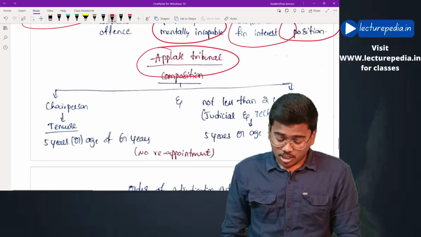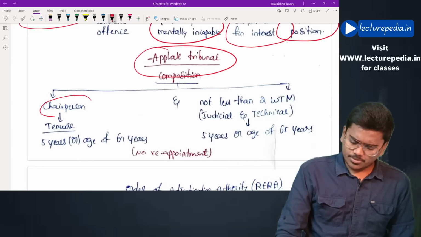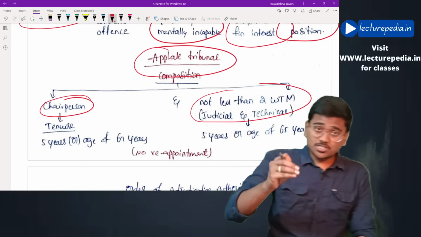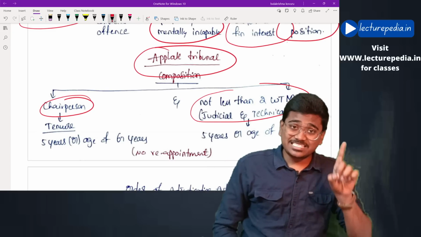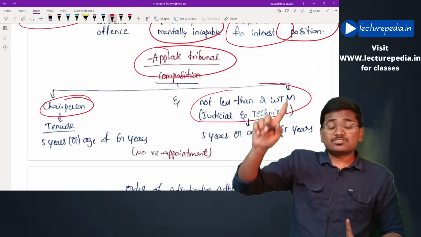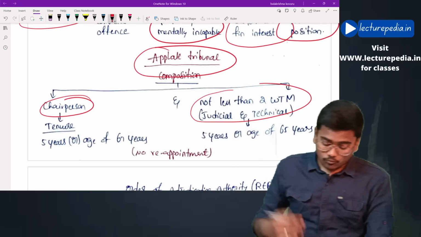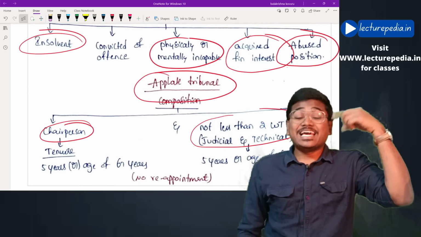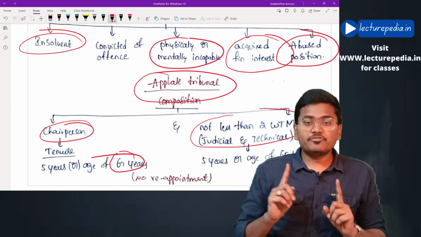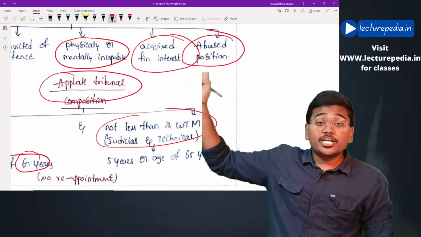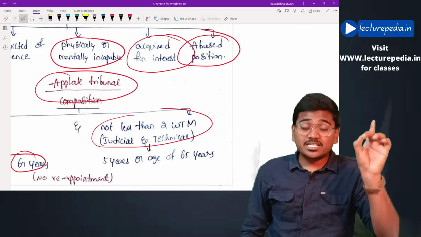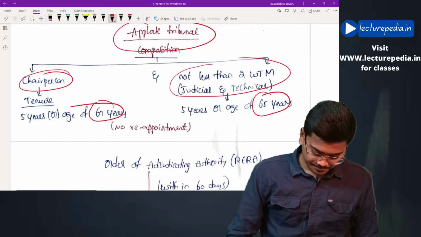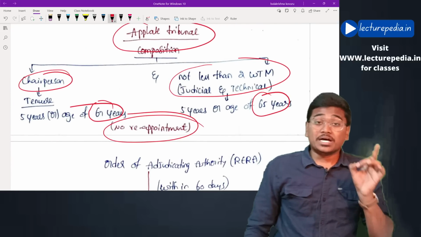Now what will be the composition of the appellate tribunal? The appellate tribunal will have a chairperson and not less than 2 whole-time members. Of these 2 whole-time members, at least one must be a judicial member and at least one must be a technical member. And what will be their tenure? The tenure of the chairperson will be 5 years or age of 67 years, whichever is earlier, and the tenure of the members will be 5 years or 65 years, whichever is earlier. Hope this is clear. And there will be no reappointment.